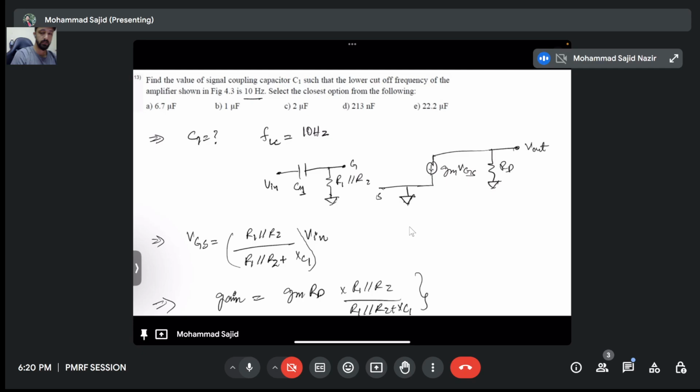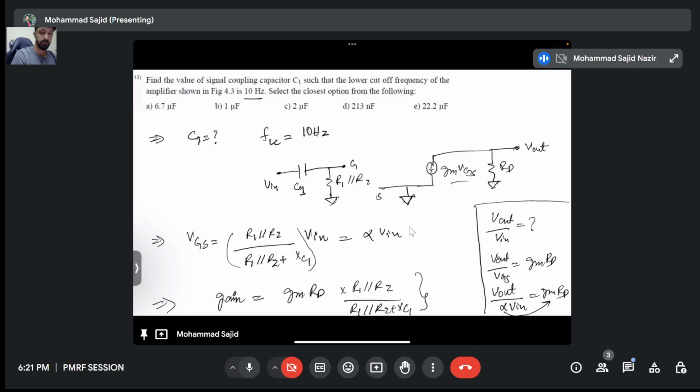Do you know where this term came from? Simple, right? You need to find V output by V input. From this term you will get V output by VGS as GMRD, and then for VGS you need to substitute. Let's say this is alpha times Vn, so alpha times GMRD, and this alpha goes here. So that's what I have written. This is alpha. So this is your V output by V input. Let's simplify a bit. GMRD is 4, so your gain will be 4 times R1 parallel R2 divided by R1 parallel R2 plus XC1.